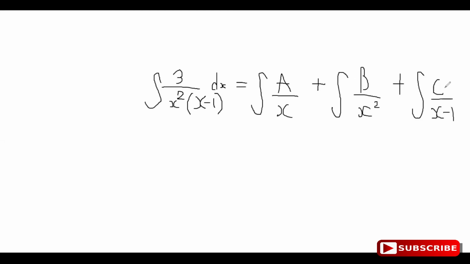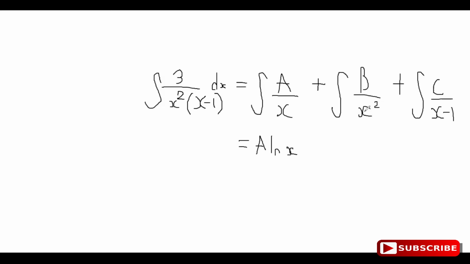Now the integral of a over x is just a ln x, because we could factor out this a and have the integral of 1 over x, and the integral of 1 over x is ln x.